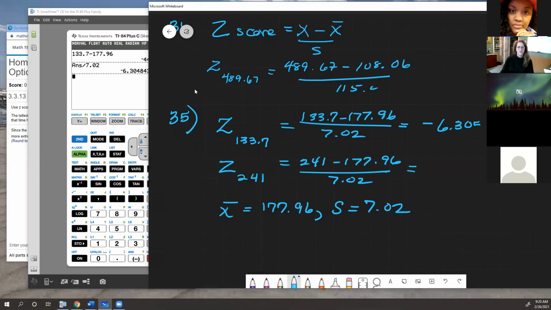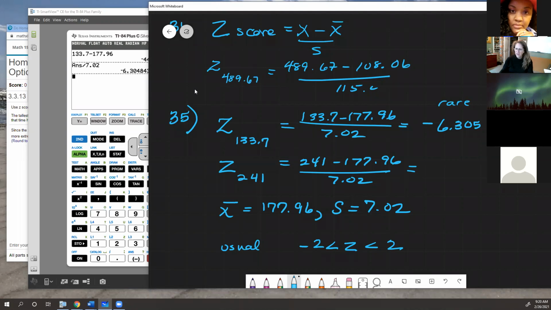Yeah, so this is a negative 6.304. That is highly unusual, right? Because what's usual is z-scores that are between what two numbers? Negative 2 and 2. That's what's usual, so when you get a z-score that's so far out, like a negative 6, okay, then this is very rare.